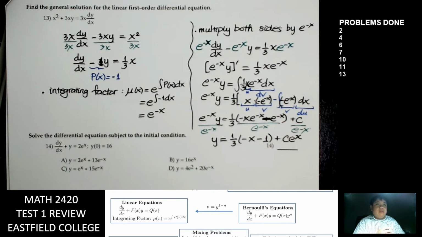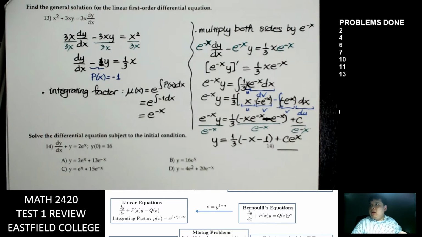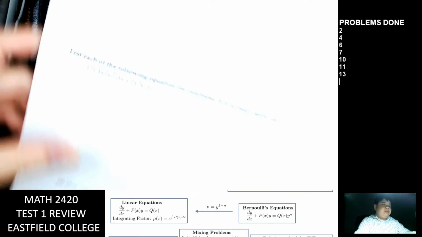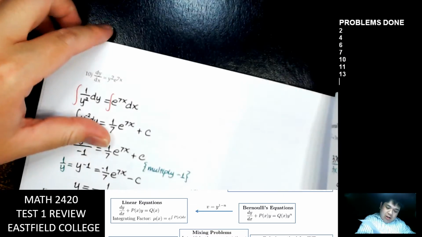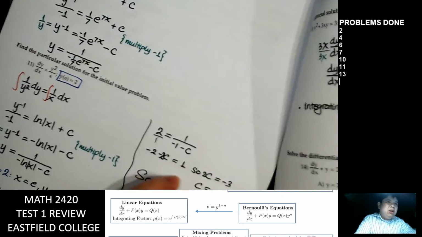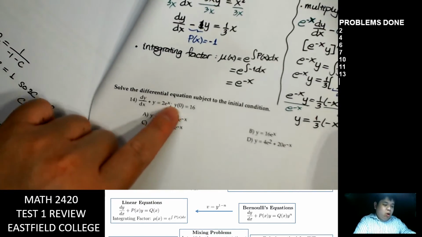Other than the integration by parts, this is pretty simple. Not that the integration by parts is any complicated. Right. What's next? The next one will be similar, but I have to solve for the initial conditions.